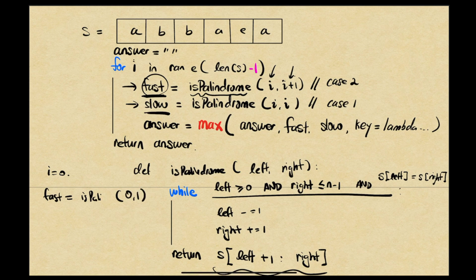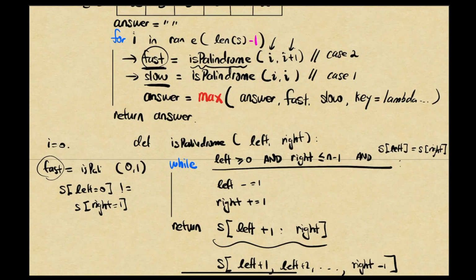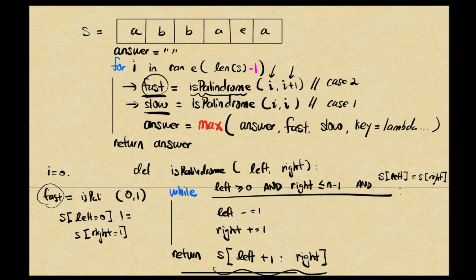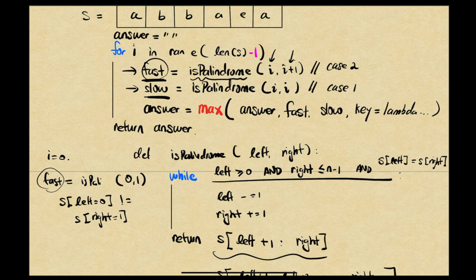And we look at this A and B. The string of left, in this case 0, is not equal to the string of right, which is 1, right? Fast, in this case, would be what? What should we return? Exactly, we shouldn't return anything, right? So it should be an empty substring.